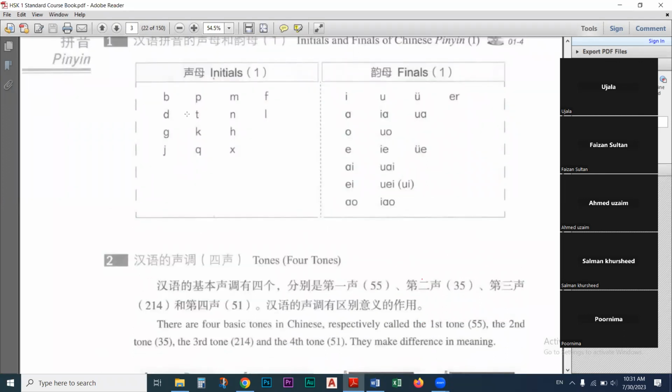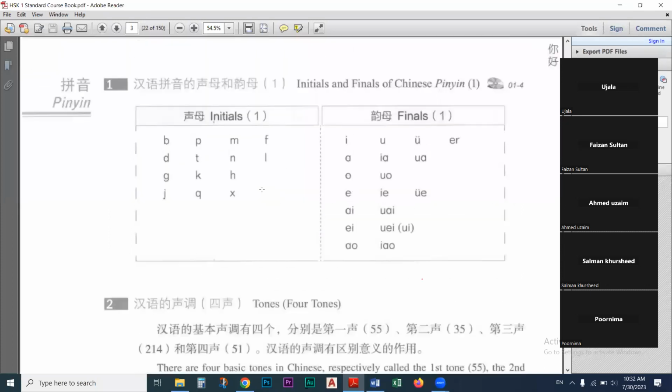These are the initials which we have studied, and we will use these initials when we learn the Chinese characters. This will help us to learn the sound and meaning of those characters. So I'm going to read it again: bo, po, mo, fo, de, te, ne, le, ge, ke, he, ji, qi, xi. You can also send me the pronunciation in the group, and if there is any mistake, I will correct you. Now we are going to learn the finals.